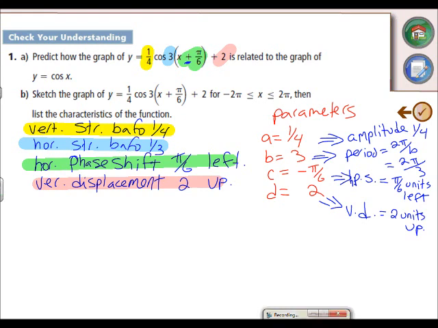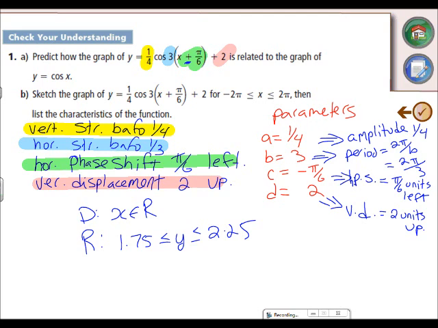The other characteristics we want to talk about are our domain, that's x is an element of the real numbers, and our range from the max to the min, 1.75 less than or equal to y, less than or equal to 2.25. How do we get those parts? Let's look at what that would be as a fraction. As a fraction, that's 7/4 and 9/4. Notice that they're both over 4. That's related to the A value being 1/4.